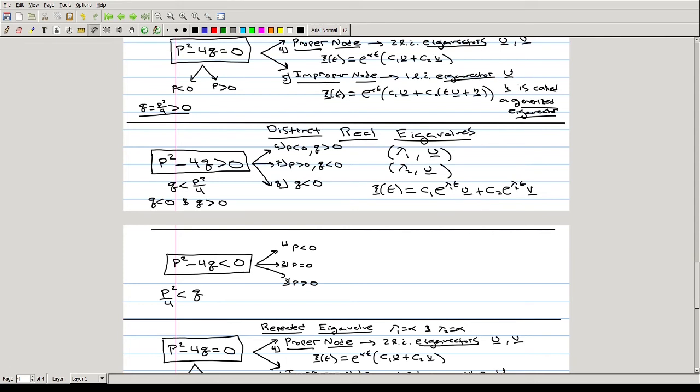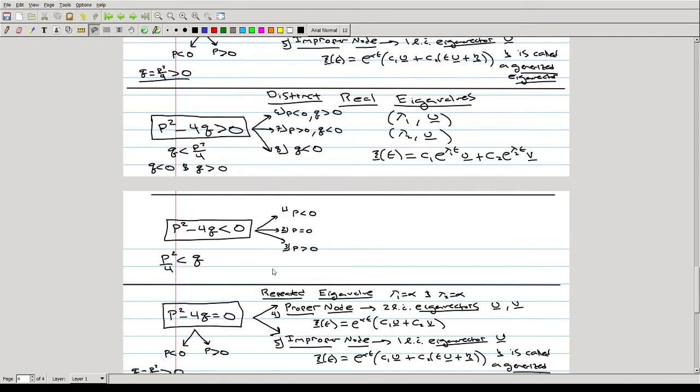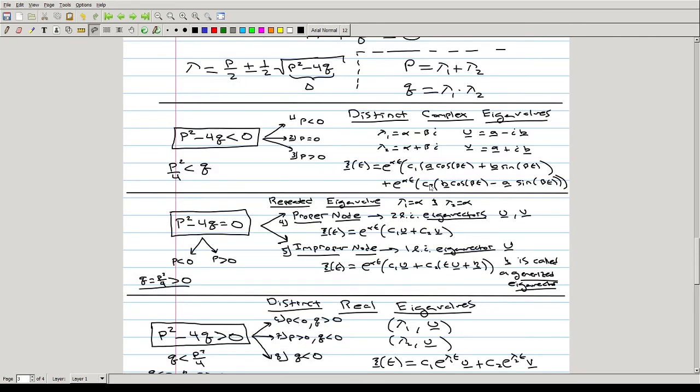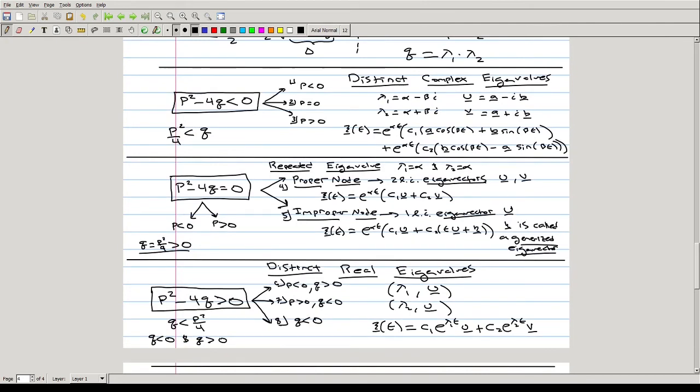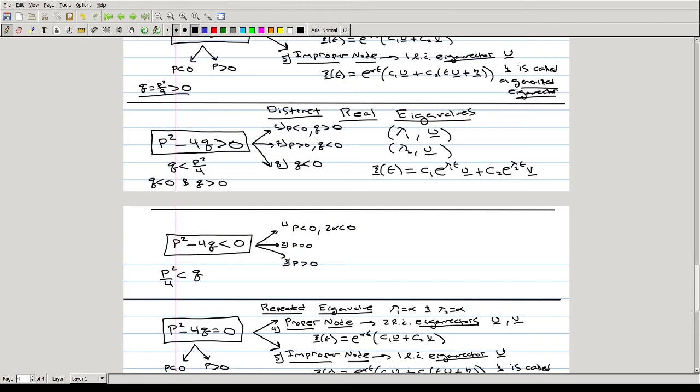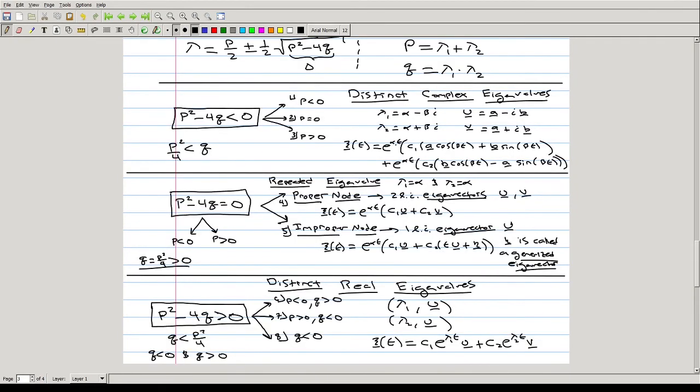P is less than 0, and p squared minus 4q is also less than 0, we know the solution is going to be like this, and p being less than 0 implies that 2 times alpha is less than 0, because of the fact that P is lambda 1 plus lambda 2, and in this case the eigenvalues are alpha minus beta i and alpha plus beta i. So this means that alpha is negative in this solution right here.